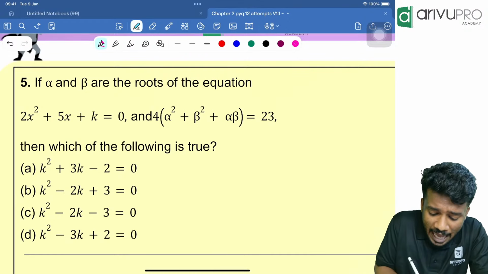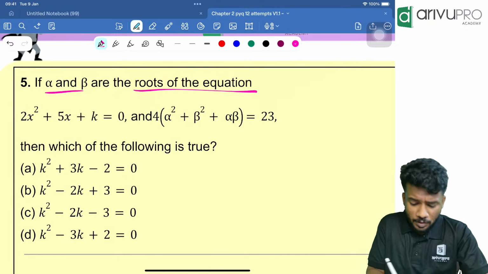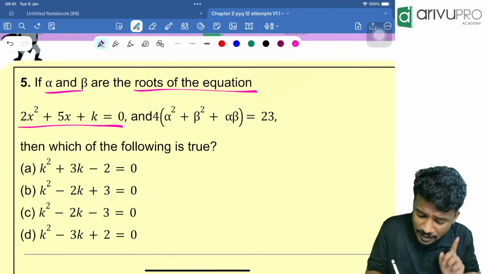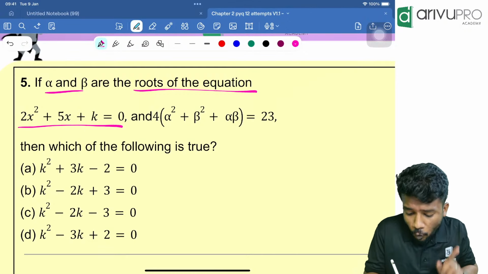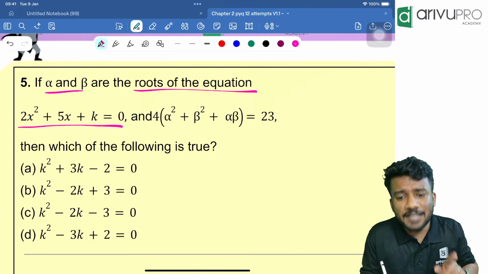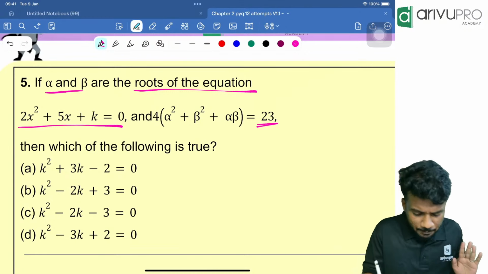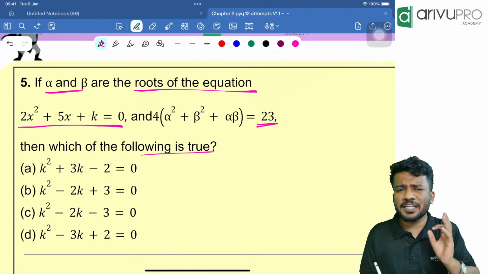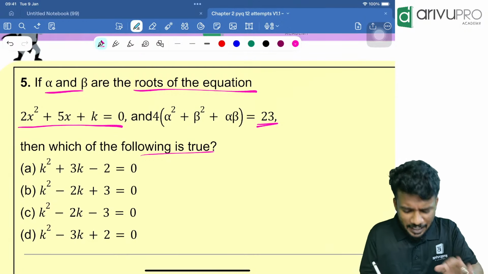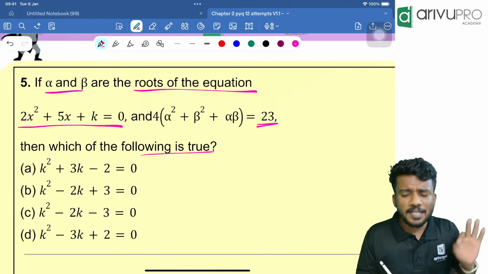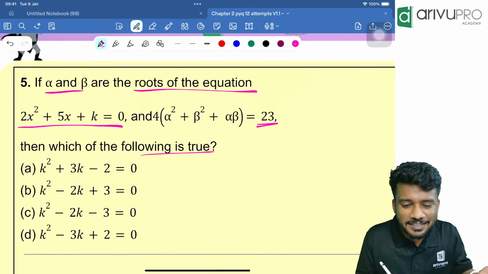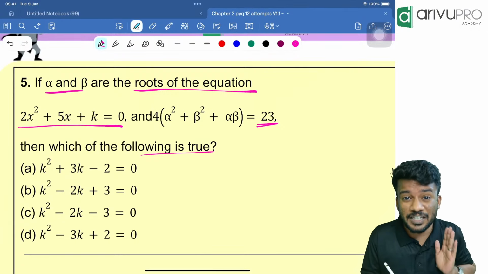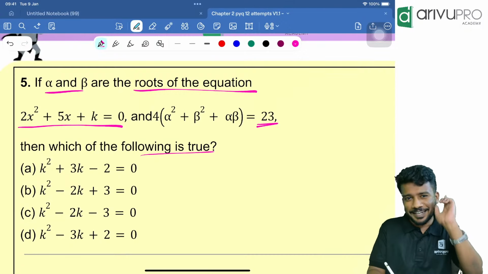Now look here. Alpha and beta are roots of this equation. And one more thing is given in the question: 4 into (alpha square plus beta square) plus alpha beta is equal to 23. Then which of the following is true is the question. Basically we need to find the value of k and substitute it in the equations, and check which equation has LHS and RHS the same. That means LHS will become 0 when we substitute k. That is the basic condition.